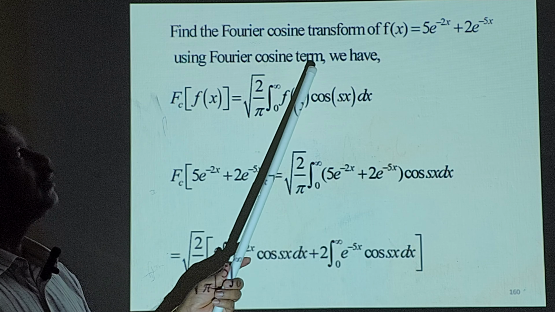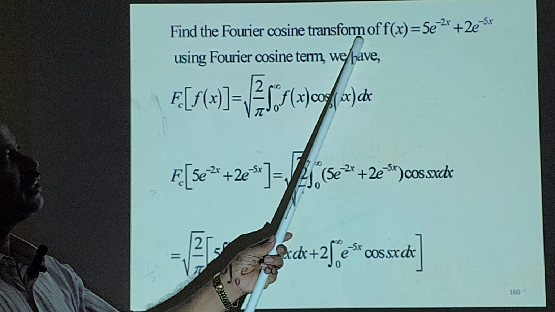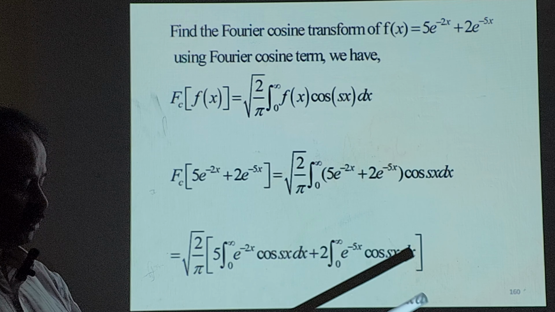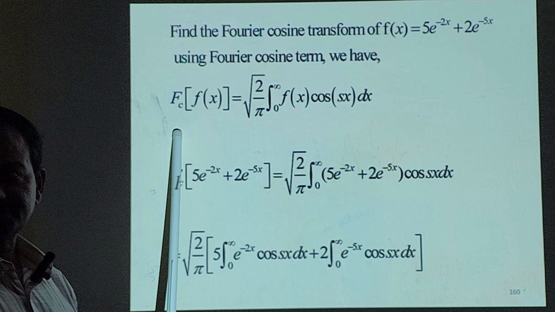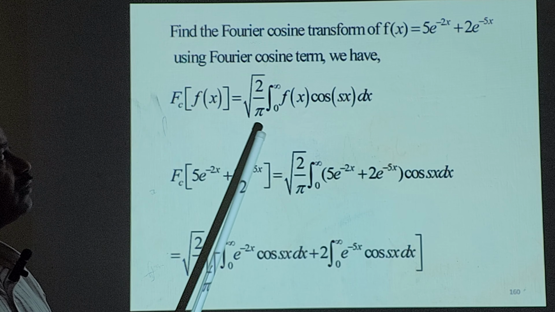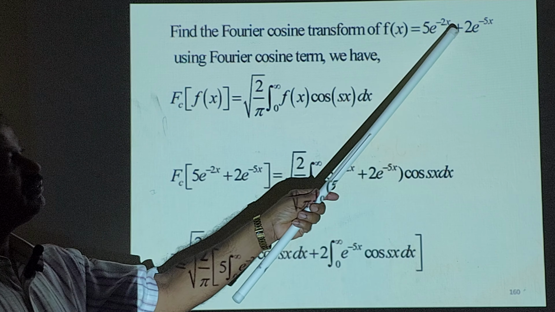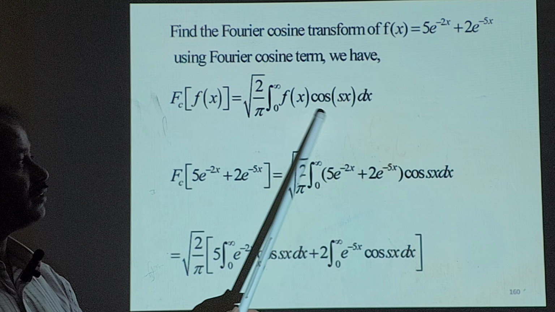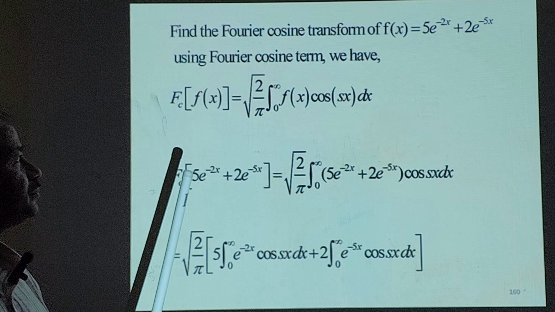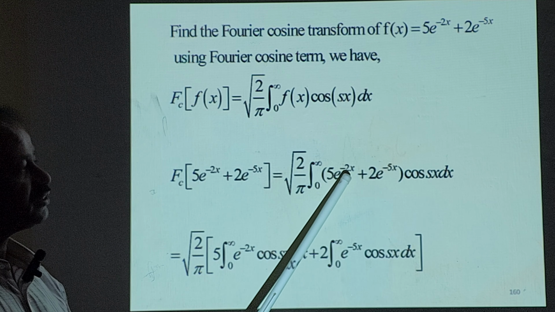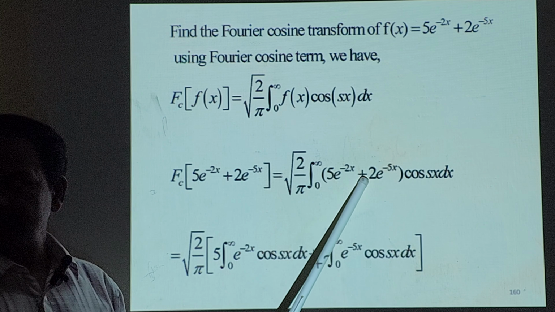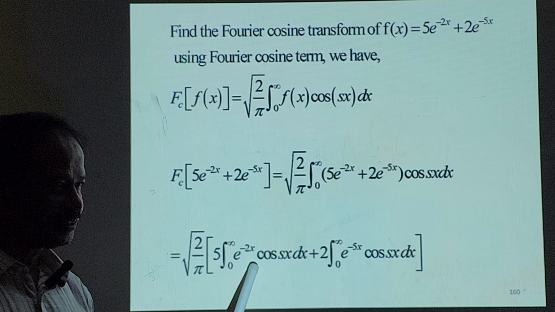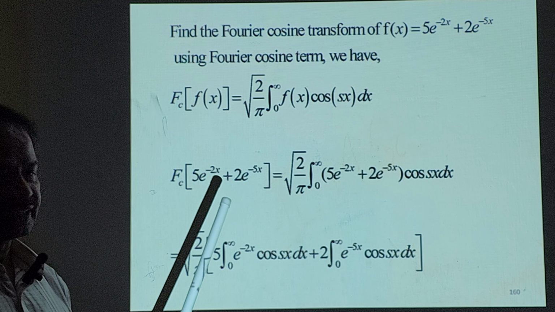Now we will go for some other problem. Find the Fourier cosine transform of f of x equal to 5 e power minus 2x plus 2 e power minus 5x. Okay, we will try to solve this problem. F of x is given by this, and we will have to use the cosine transform. So the cosine transform formula is given by this expression, and instead of f of x you just substitute 5 e power minus 2x plus 2 e power minus 5x, times cos sx dx. So we can separately write this first term and this second term, easy to integrate.